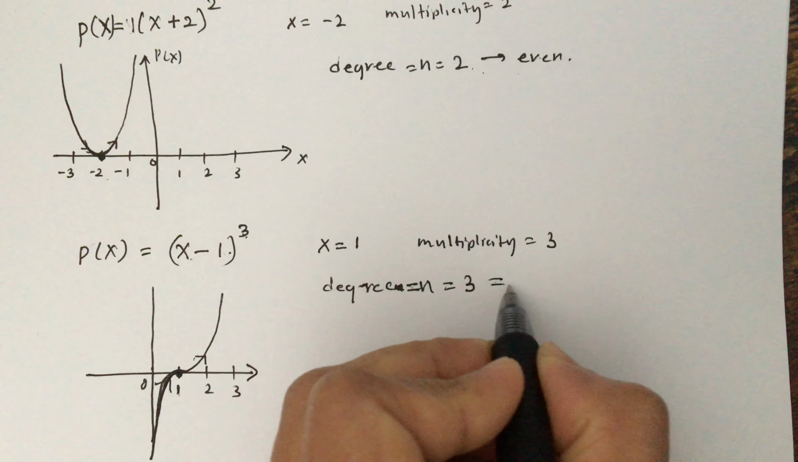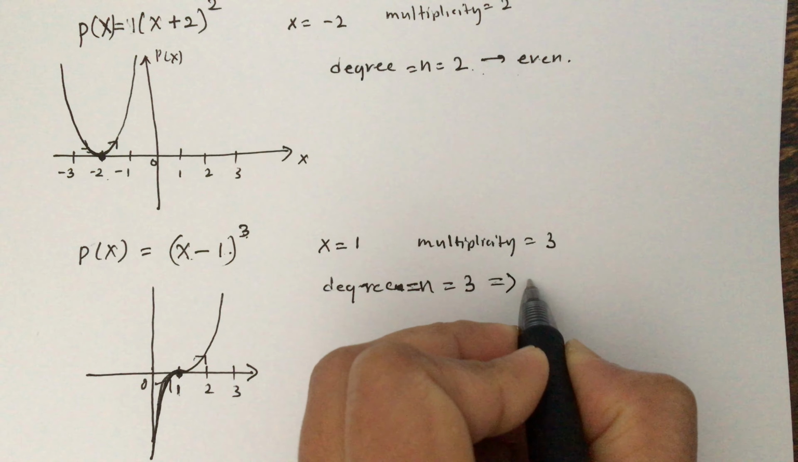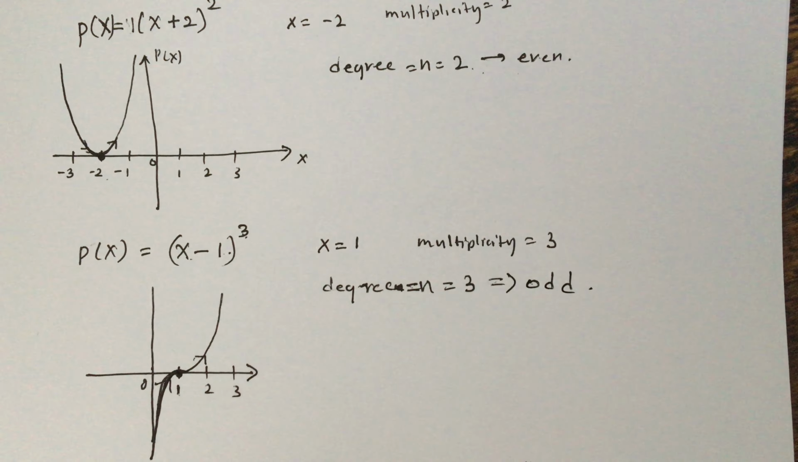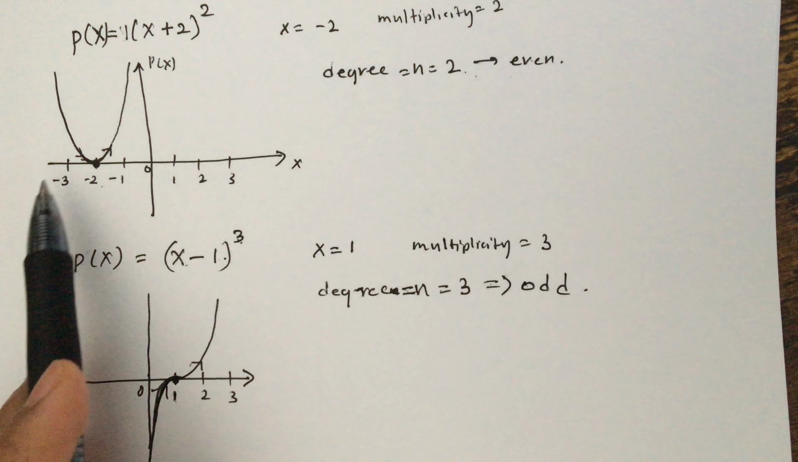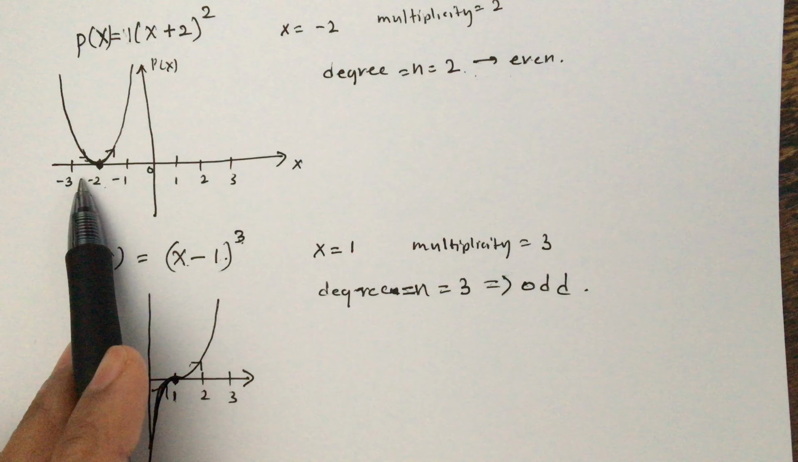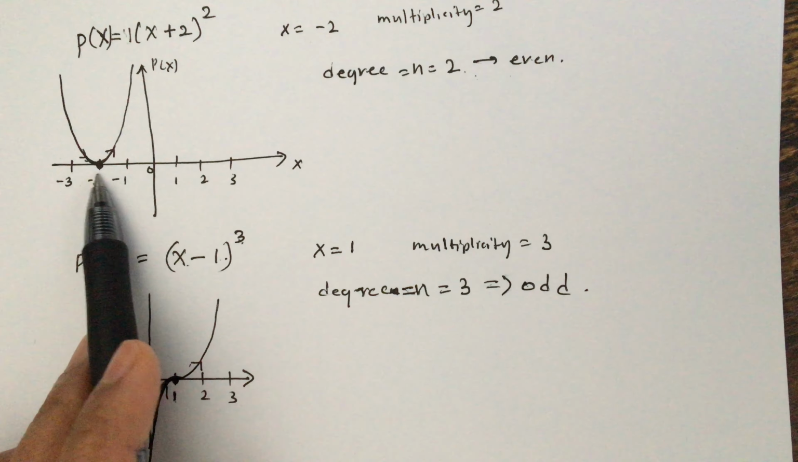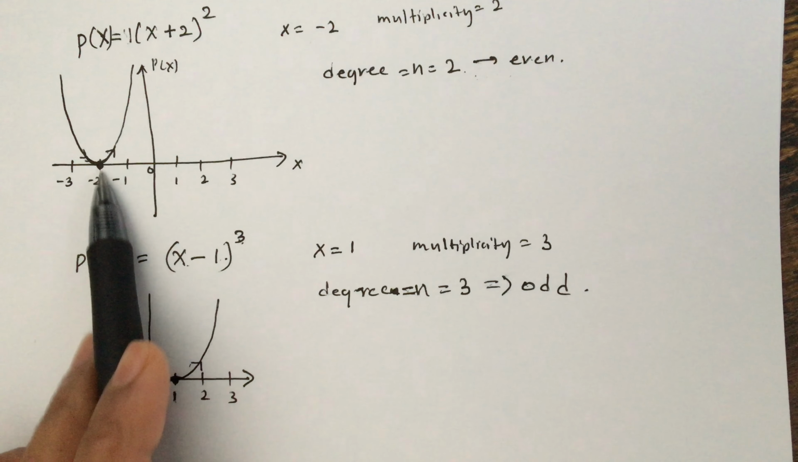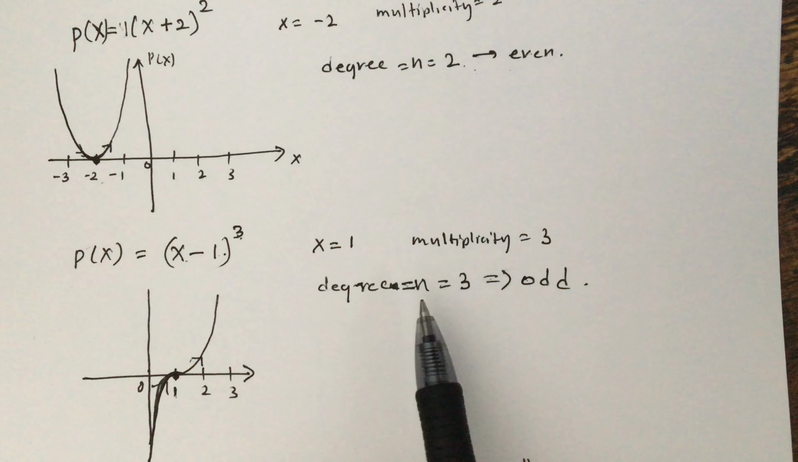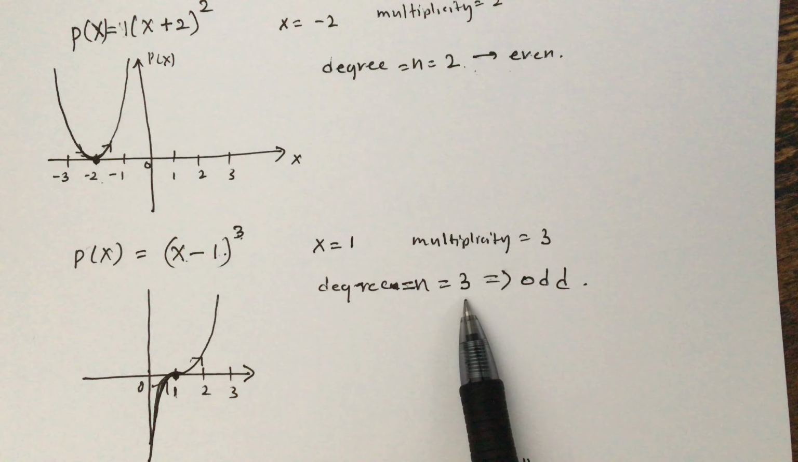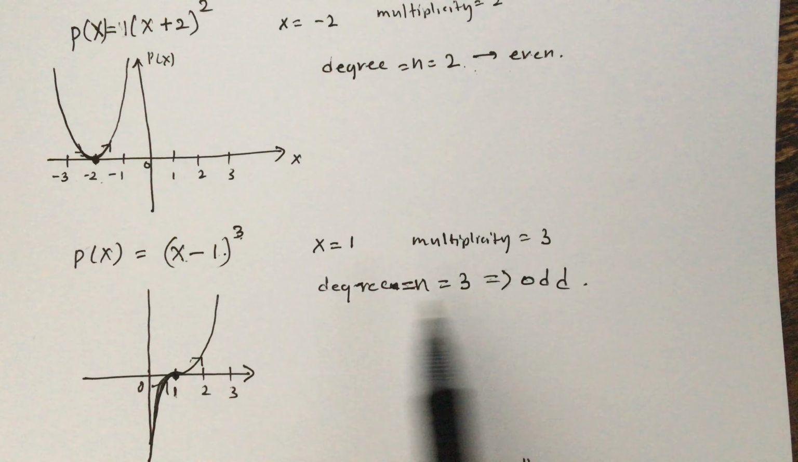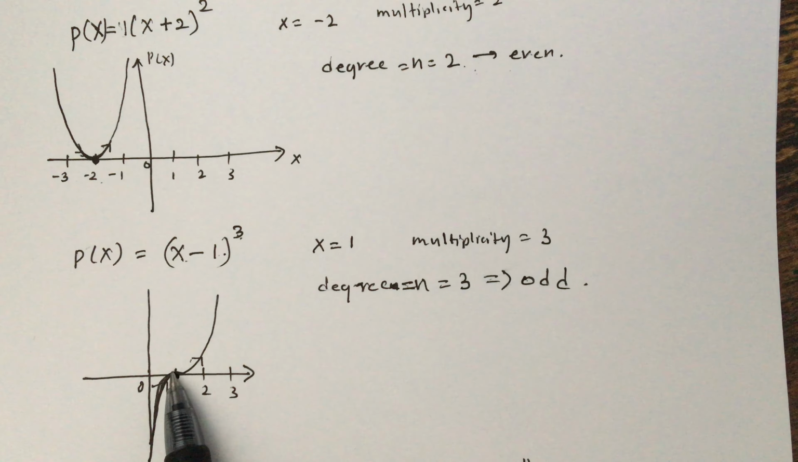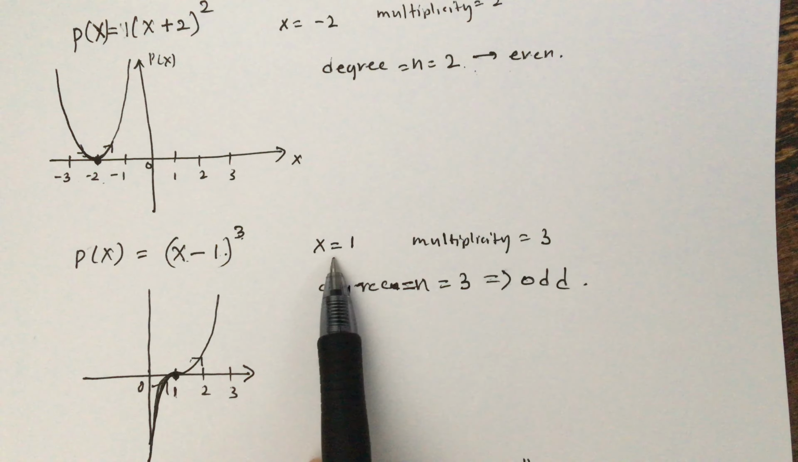In this case, n is odd, right? So if your degree is even, the graph bounces off the x-axis at your 0, right? If your degree is 2, sorry, degree is 3, and if the degree is odd, then your graph appears to be flattened at your zeros, right? Here the 0 is x equals 1.